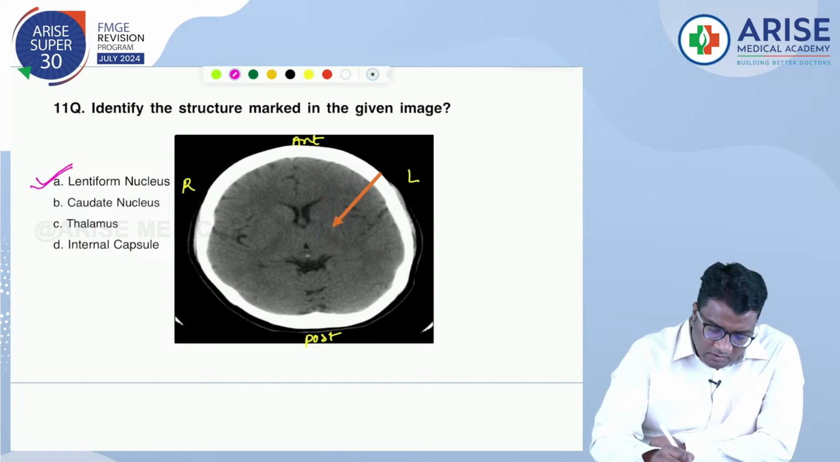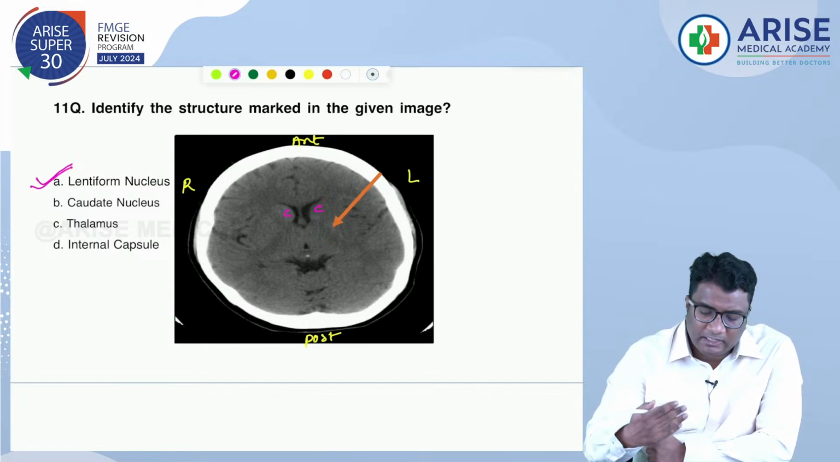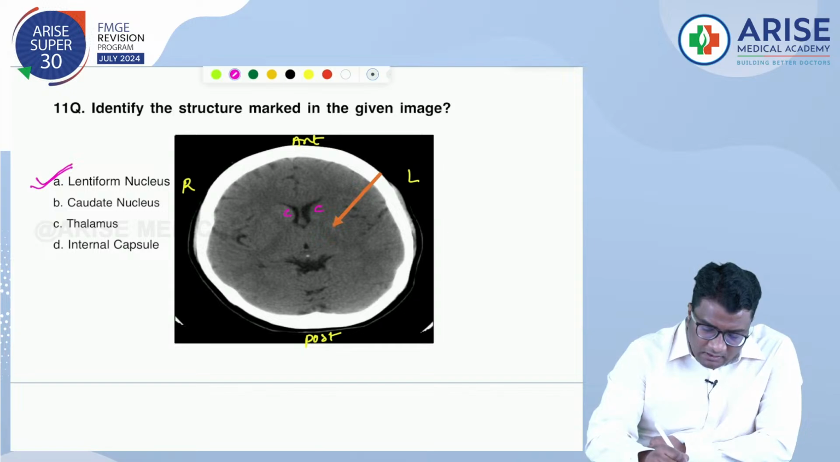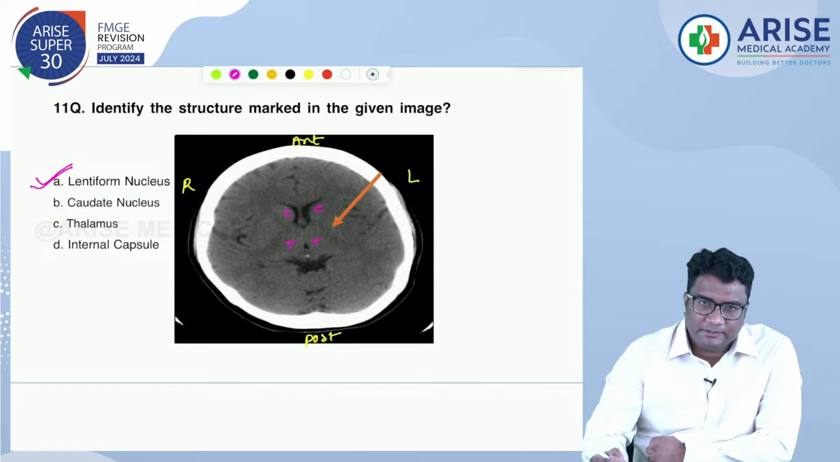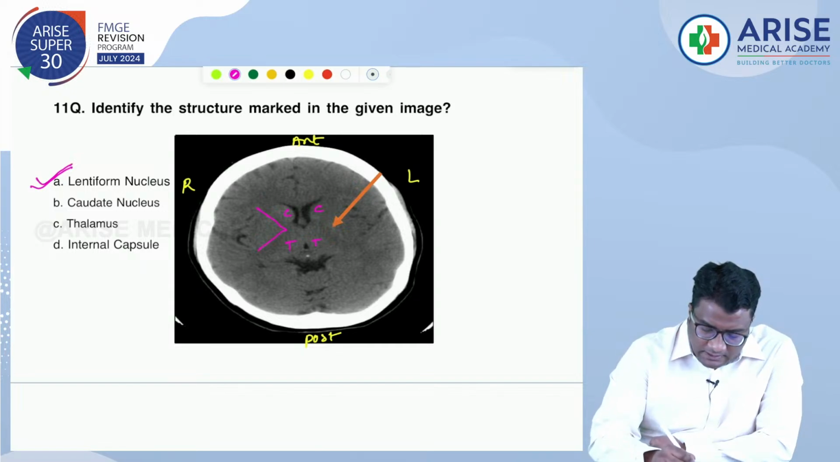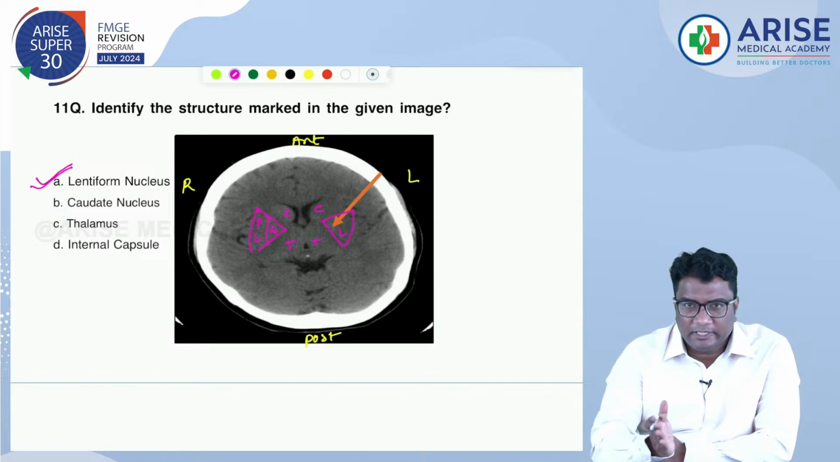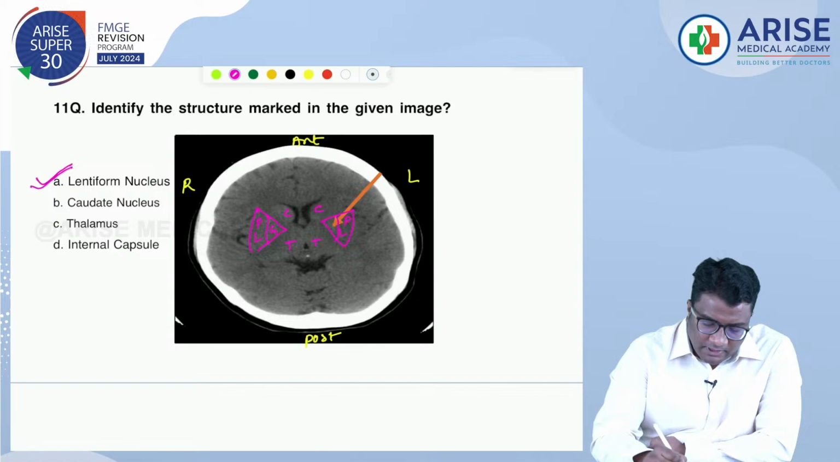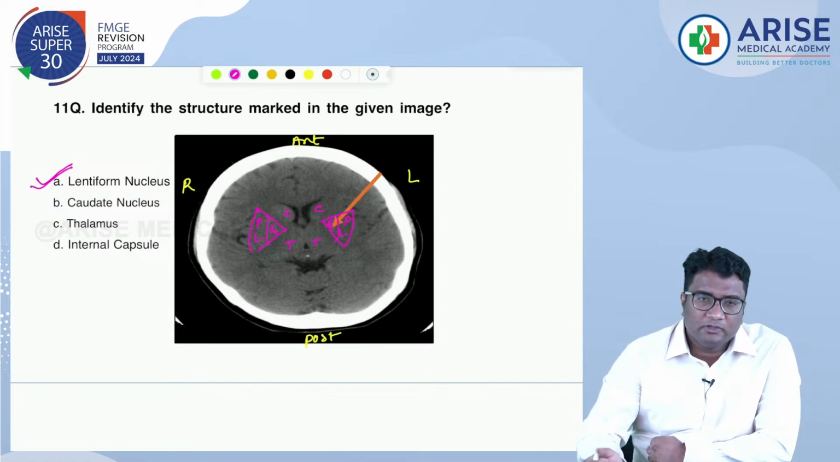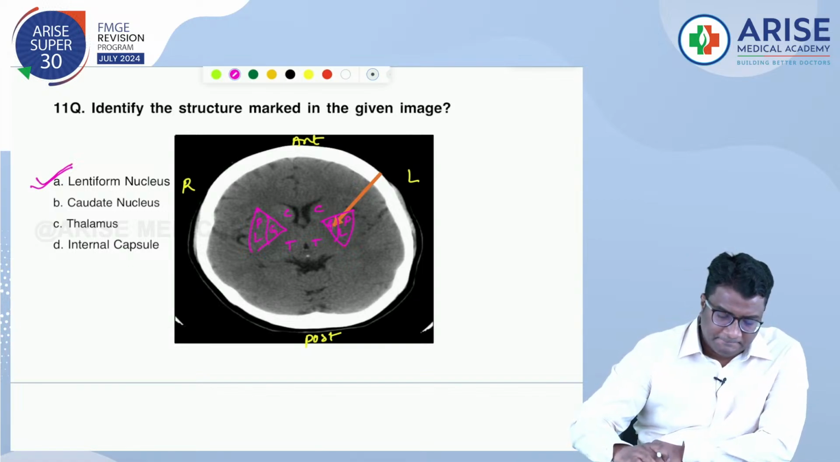So this is the caudate nucleus abutting the frontal horn of the lateral ventricle. On either side of the third ventricle is the thalamus. And this is the lentiform nucleus. These are your lentiform nucleus. And in the lentiform nucleus, you have two parts, outer putamen, inner globus pallidus. So in the lentiform nucleus, we have two parts. The outer part is putamen, inner part is globus pallidus. So outer putamen, inner globus pallidus. So this is your structures of the basal ganglia.